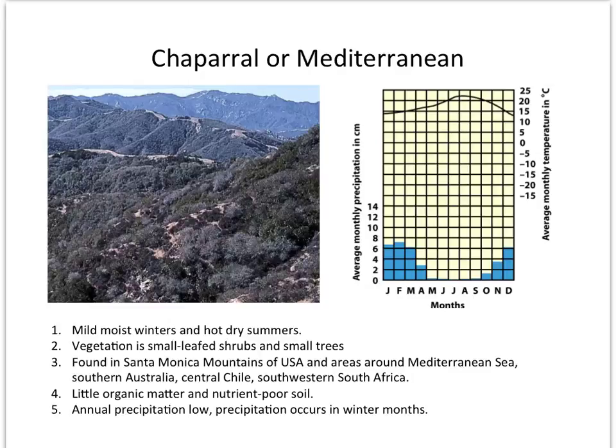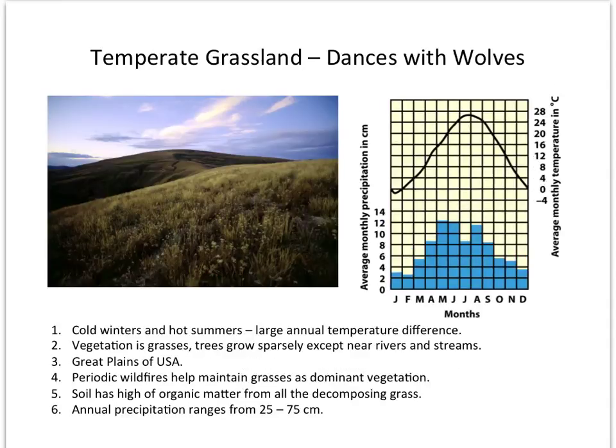Temperate grassland biomes, a good example of this. If you watch the movie by Kevin Costner, Dances with Wolves, a lot of it was filmed in a grassland biome in South Dakota. They get a sizable amount of precipitation, usually 25 to 75 centimeters per year. The soil itself has a lot of organic material. That's because many of these grasses are annual grasses. They die off every year. That material gets taken down in the soil and it's used for the next year.